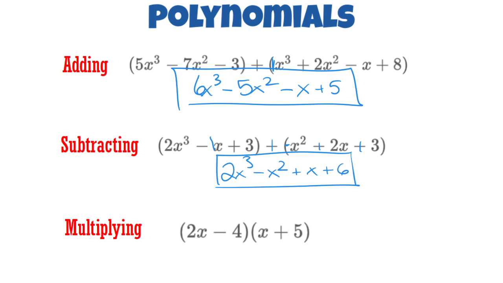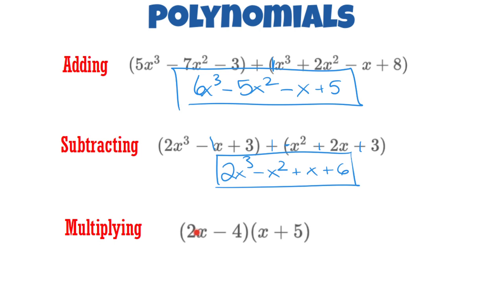Now, when we multiply, the scenario you're probably most familiar with is what we call FOIL. But FOIL is really just distributing. It just happens that when you take a binomial times another binomial, as you are distributing, it kind of uses this acronym of FOIL. Because what I do is I take this 2x and I distribute it through the second polynomial, or the second binomial.